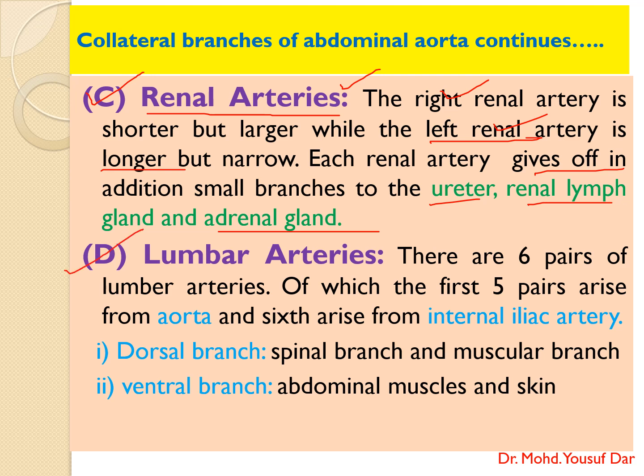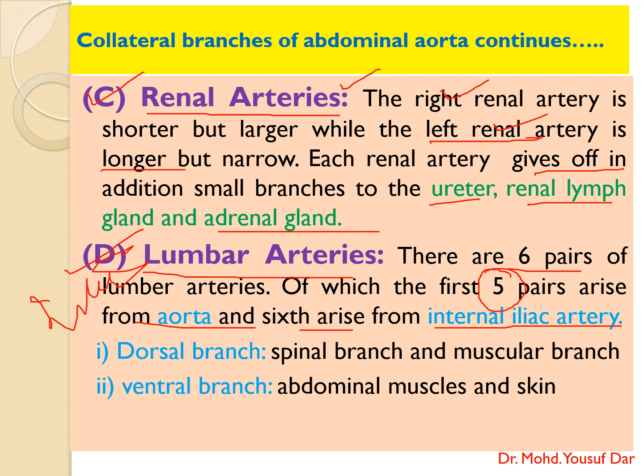Now the next collateral branch is the lumbar artery. The lumbar arteries are generally 6 pairs. Out of the 6, the first 5 pairs arise from the abdominal aorta, while the 6th pair arises from the internal iliac artery. Their course and distribution is similar to that of the intercostal arteries.